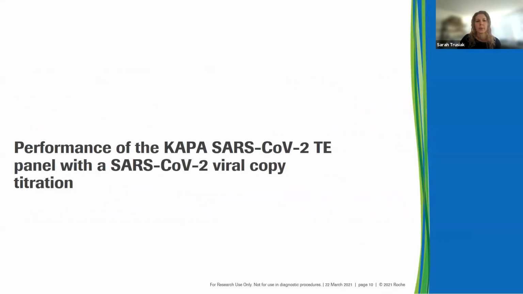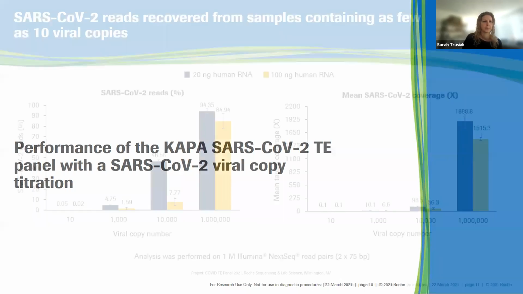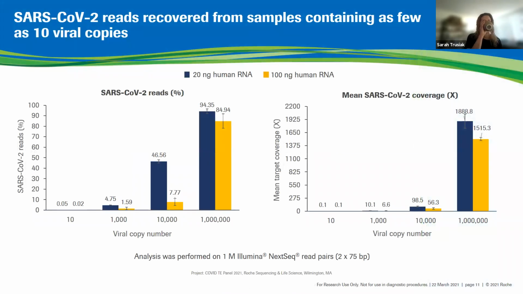So now I'll talk about what the performance was of the KAPA SARS-CoV-2 TE panel with the viral copy titration. In our viral copy titration, we had 10, 1,000, 10,000, and 1 million viral input copies in a background of 20 nanograms human RNA, shown in dark blue, or 100 nanograms human RNA, shown in yellow. We were able to identify SARS-CoV-2 reads from as few as 10 viral input copies, and that increased from there with increasing viral input copies.